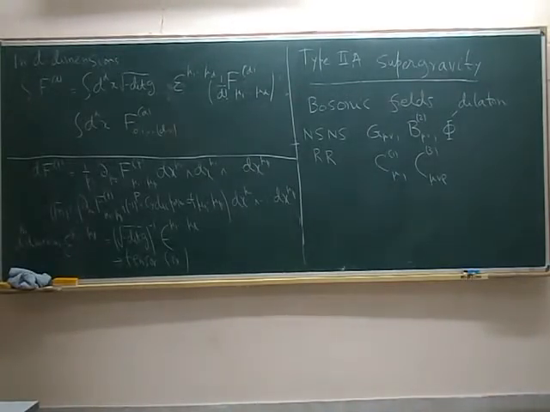Okay, are there any questions? The convention of metric. Metric is minus 1 and then all 1, so you are using that convention. Okay, so in d plus 1 dimension there will be 1 minus sign, but in d dimension 1 minus sign and d minus 1 plus sign.